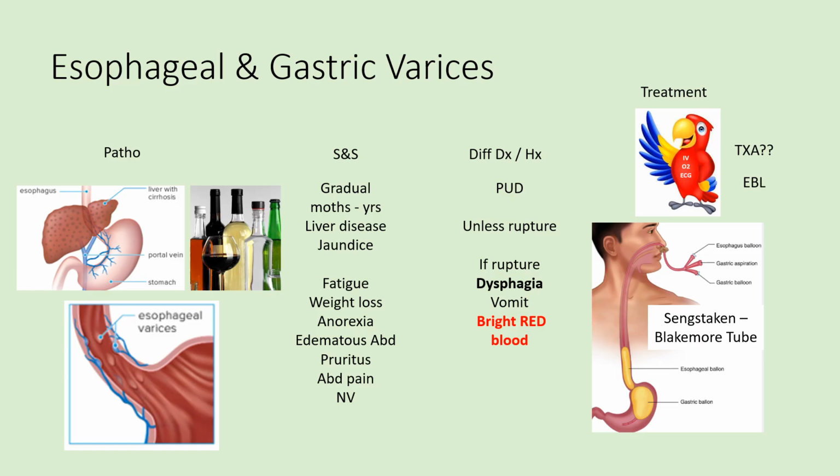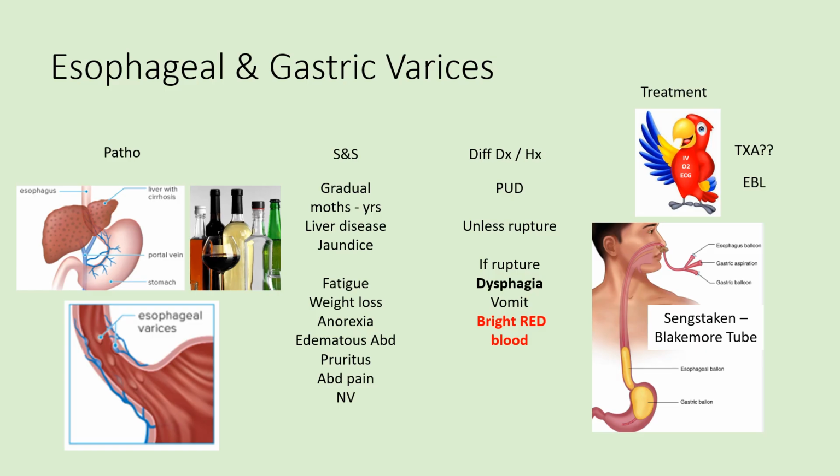And then if it ruptures, you've got that dysphagia, and that is difficulty swallowing. They will be vomiting, and that vomit will be bright red blood from those ruptured varices. Treatment, IV, O2, monitor, some fluid if they're in shock, and try to estimate the blood loss, the EBL. If it's internal bleeding, have you ever thought about TXA? They haven't done any studies yet, but it may be seen in the future.